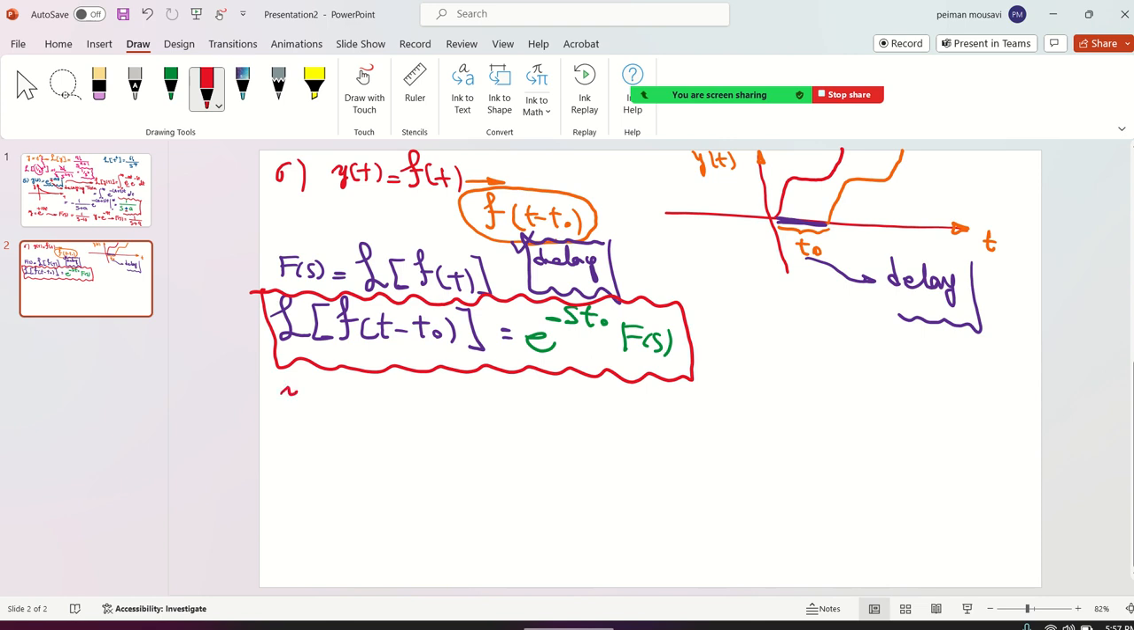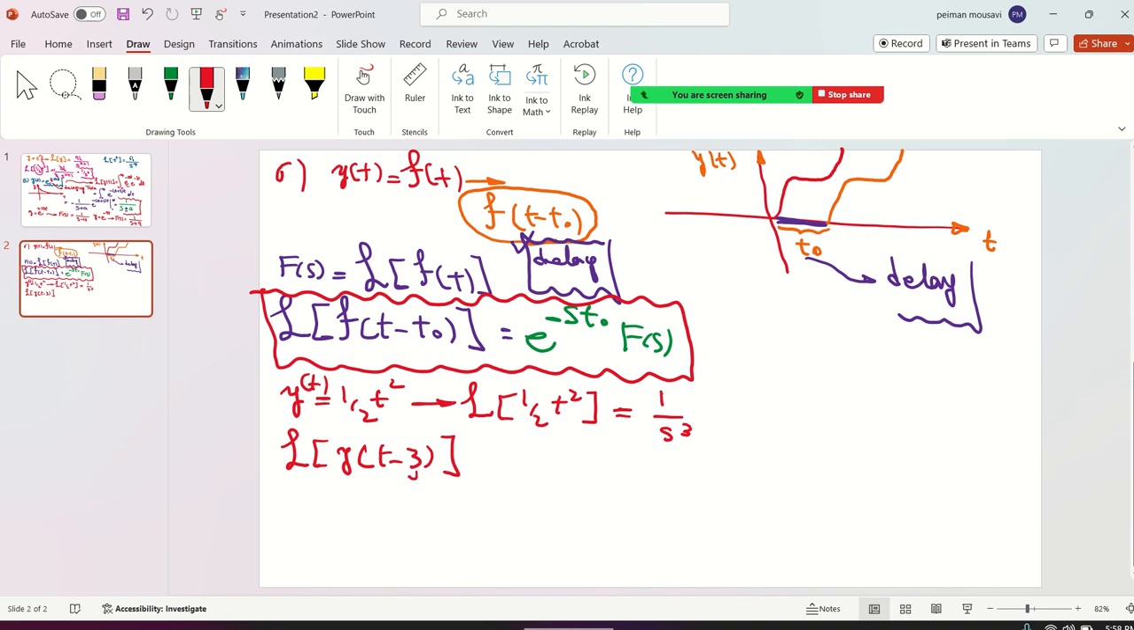Let me give you an example. Suppose the function is this, parabolic, as we derived. We know that the Laplace of parabolic is 1 over s cubed. Now, what if I say calculate the Laplace of y(t minus 3)? This is y(t), that's right. It means we have 3 units of time delay. So it's going to be e^(-3s), because this is t naught, times F(s). F(s) we already got: 1 over s cubed. So the answer is e^(-3s) divided by s cubed.